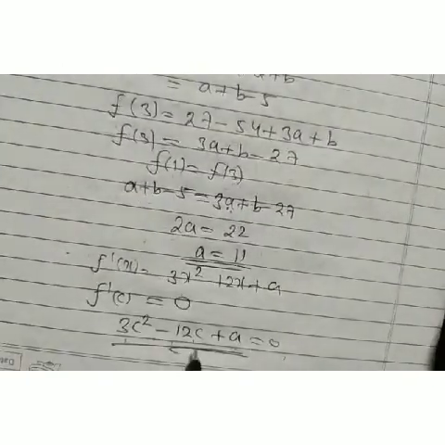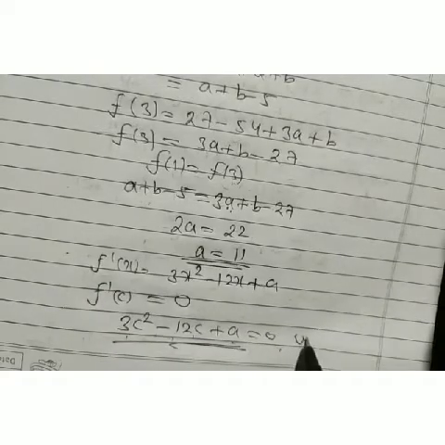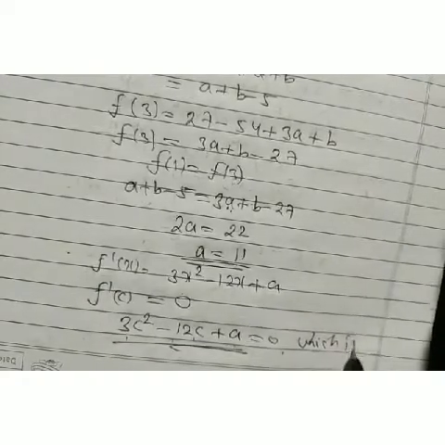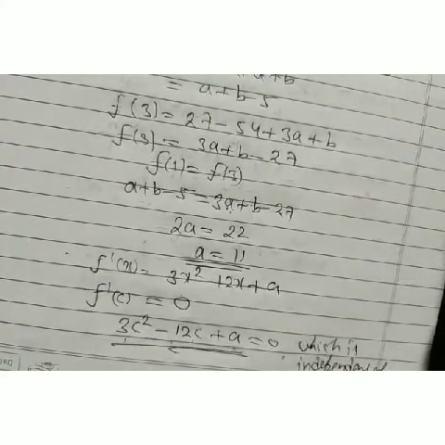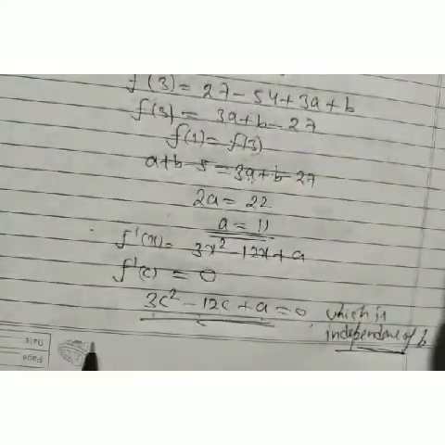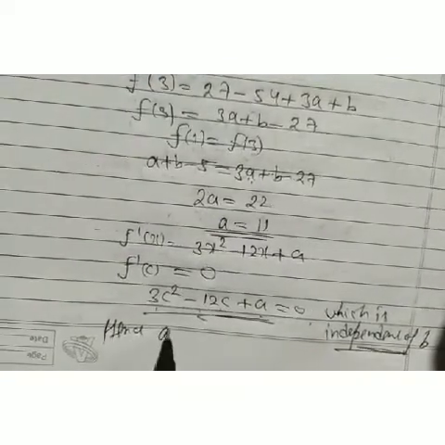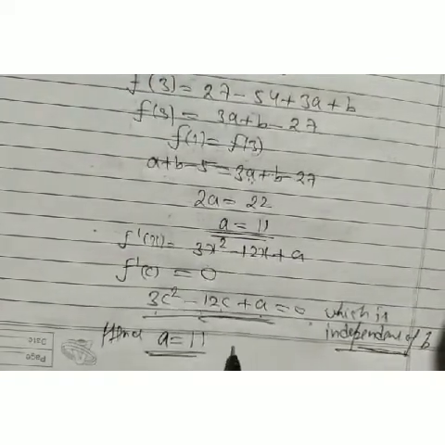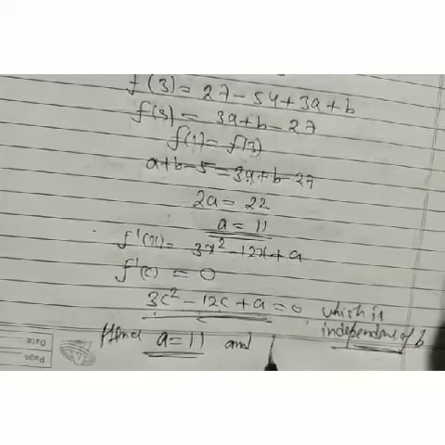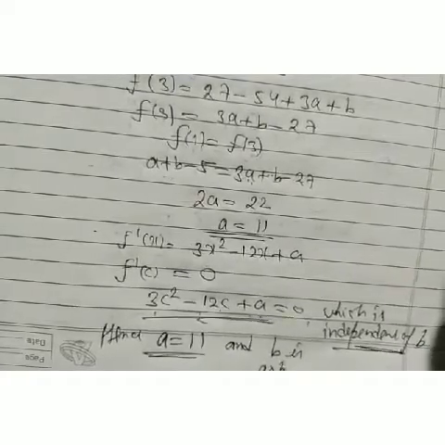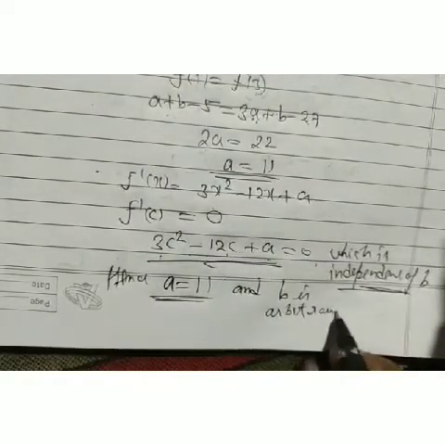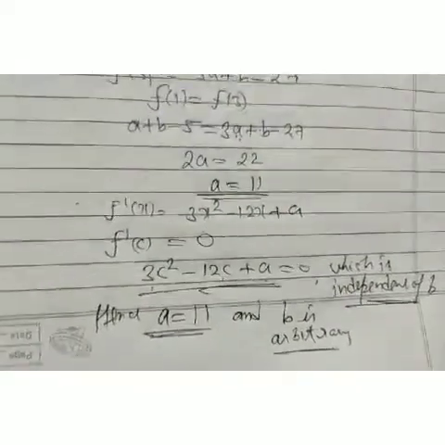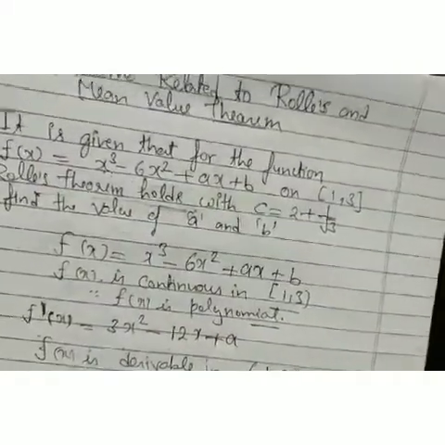Then what we see, it's a which is independent of b. These equations are independent of b. Then what we have? We get here, hence our value of a is what? 11. What about b? Our b is arbitrary. Our b is arbitrary values. It's any values there. Now we have discussed its first example there.